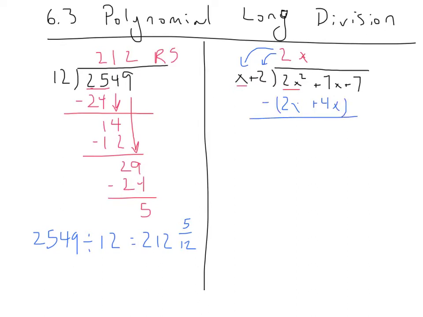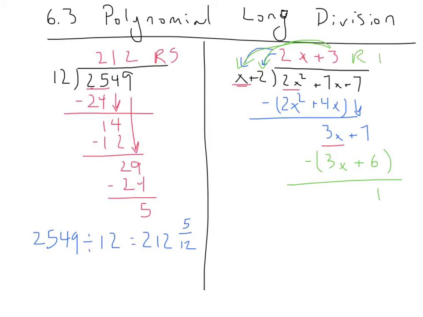And 2x squared minus 2x squared, and that should be a squared there, is 0. And 7x minus 4x is 3x. Okay, now I'm going to bring down my plus 7. And now I need to say, what do I multiply x by in order to get to 3x? And the answer is I multiply by 3. Now I can look and say, okay, 3 times x is 3x, and 3 times 2 is 6. And I'm going to subtract the whole quantity. 3x minus 3x is 0, 7 minus 6 is 1, so I get a remainder of 1.